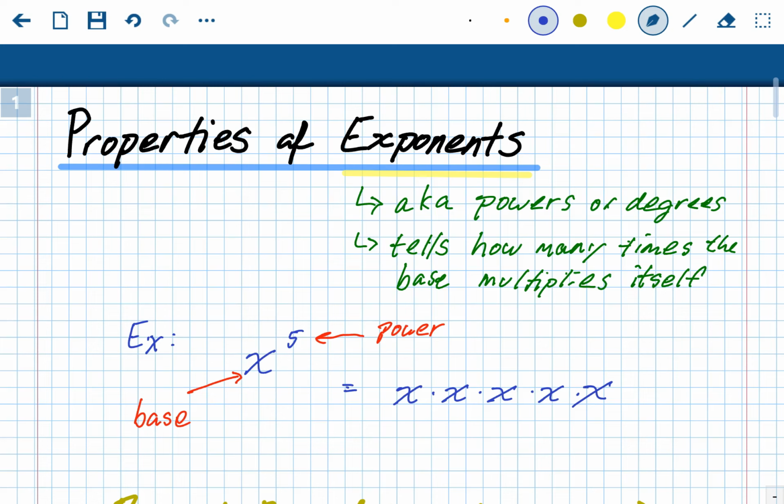Again, you do not need to know these properties by name, but you do have to be able to recognize them and know how to simplify them when you see them.